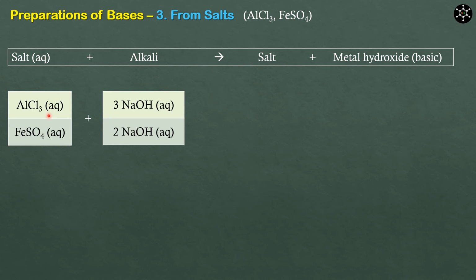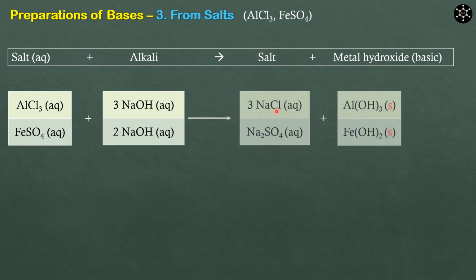When aluminium chloride solution is treated with sodium hydroxide solution, it gives us sodium chloride solution and aluminium hydroxide precipitates out because this is insoluble in water. When ferrous sulfate is treated with sodium hydroxide solution, it gives us sodium sulfate solution and ferrous hydroxide precipitates out.